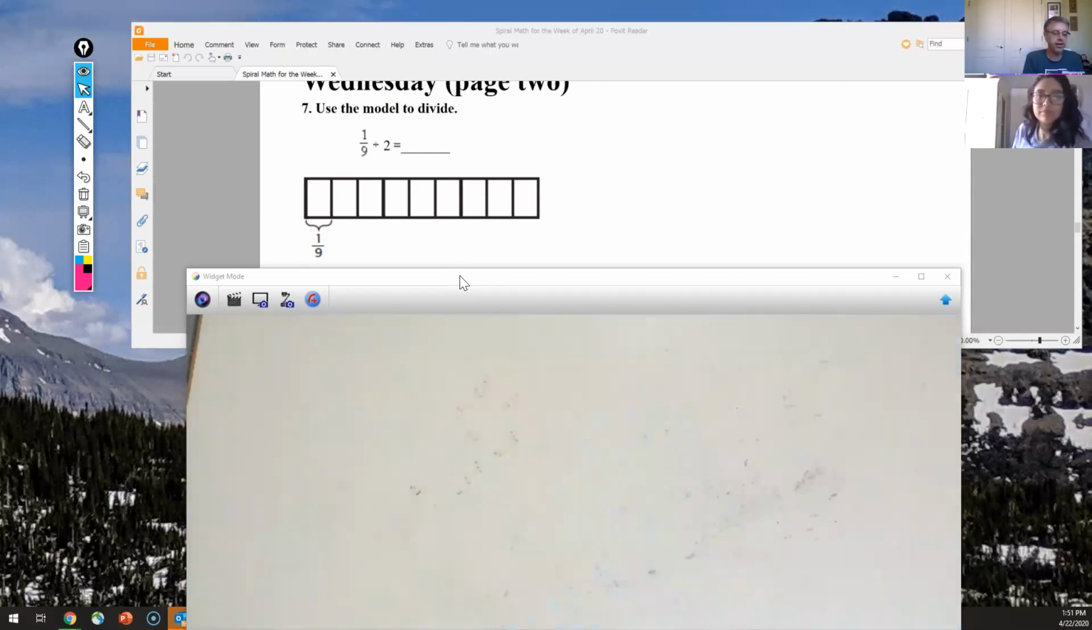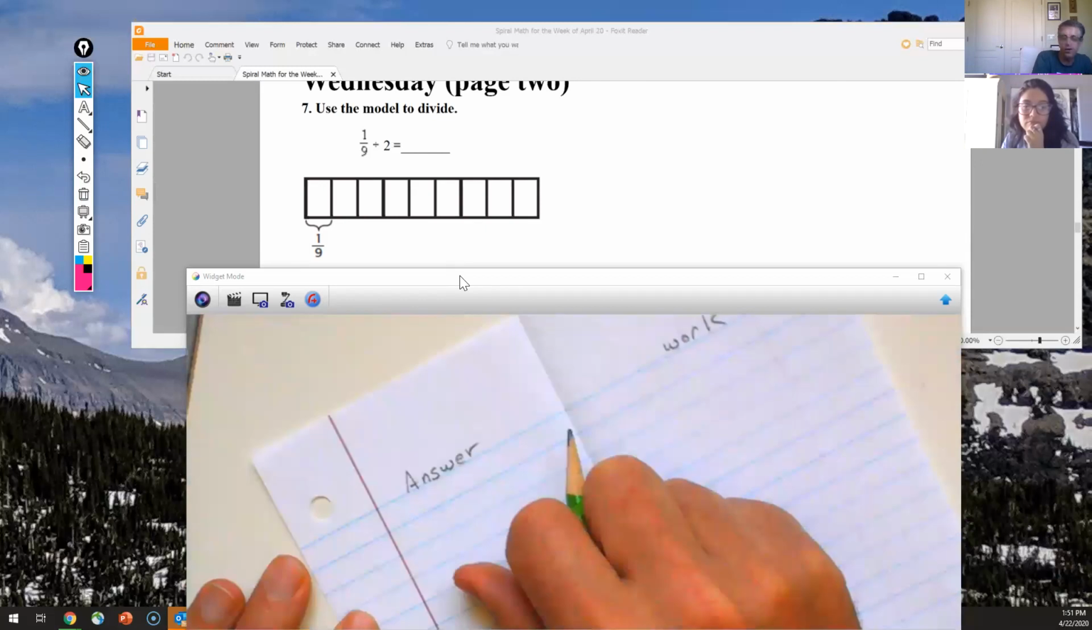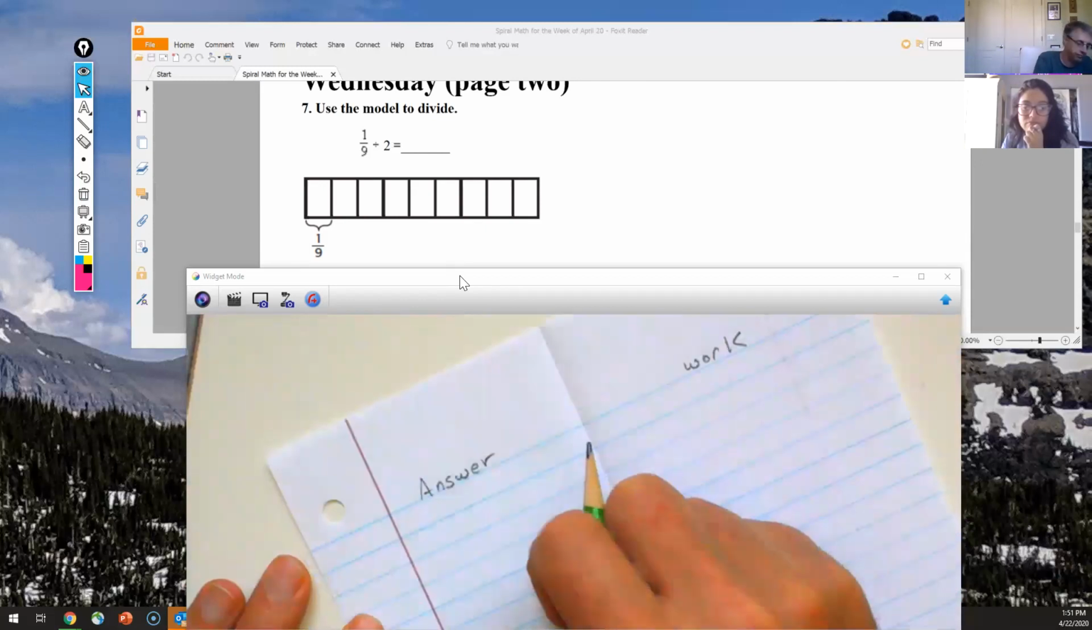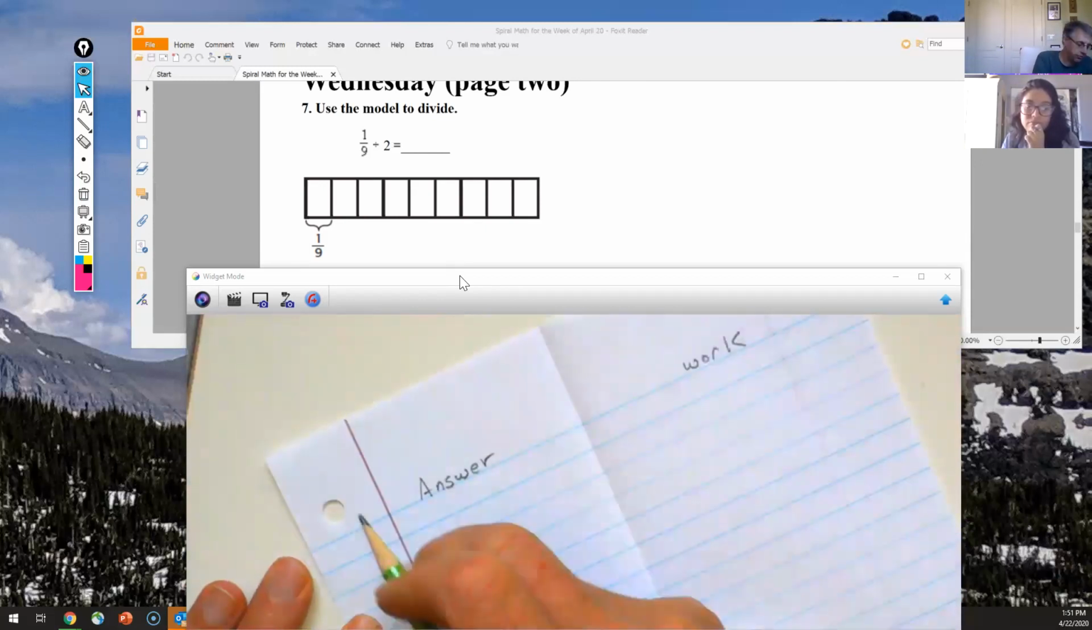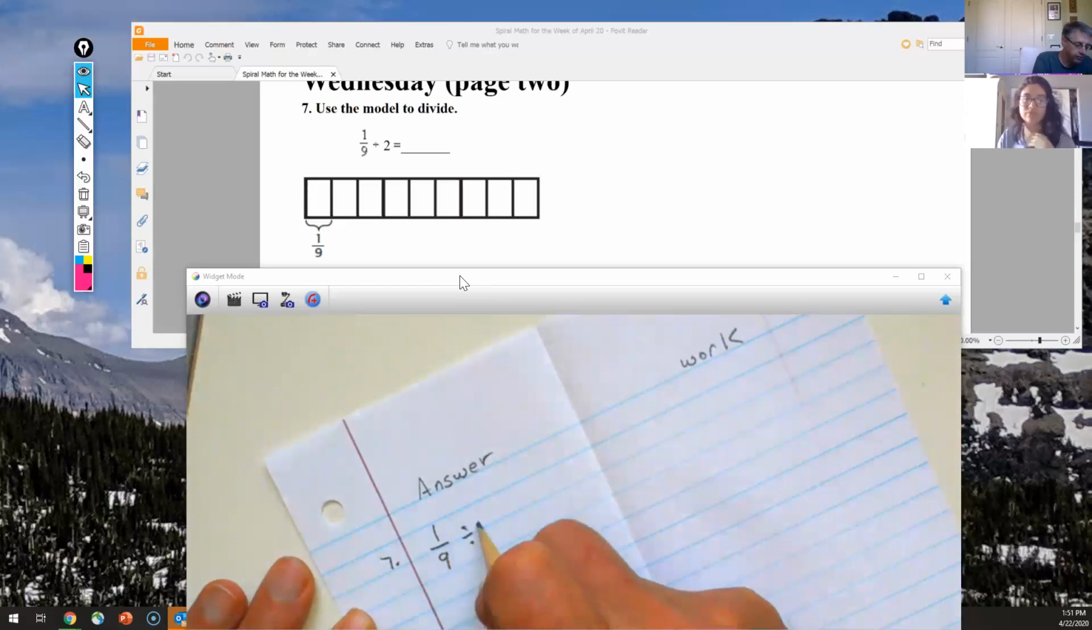Pull it up really quick right here. The model here is really important for you to be able to show me because we want to be able to know that we can show what's happening in our division with the model. So go ahead and put this over here. I'm going to take 1/9 divided by 2. And we'll leave a blank right here.